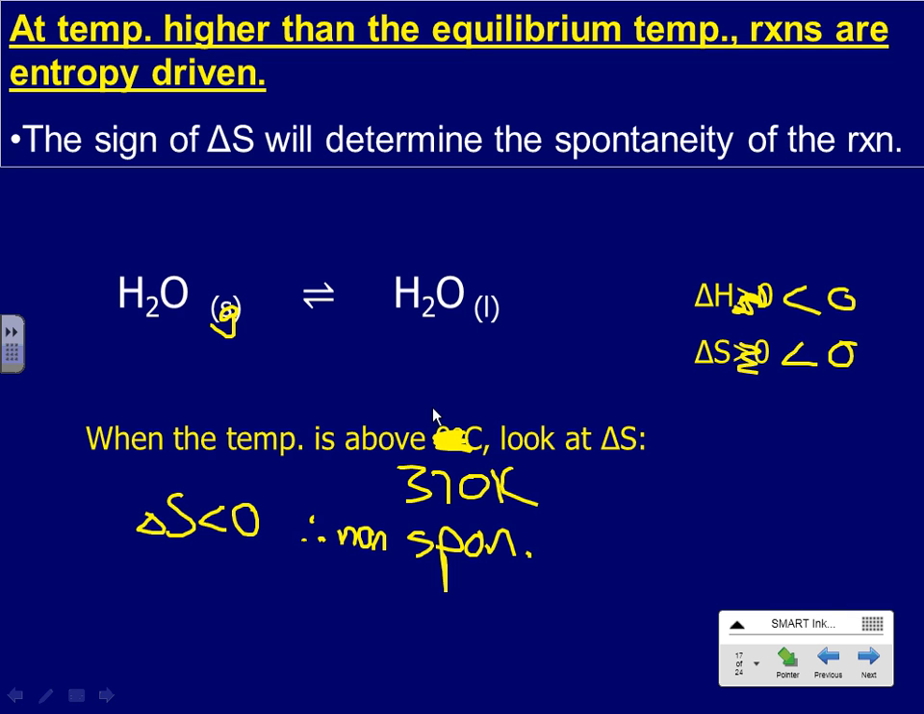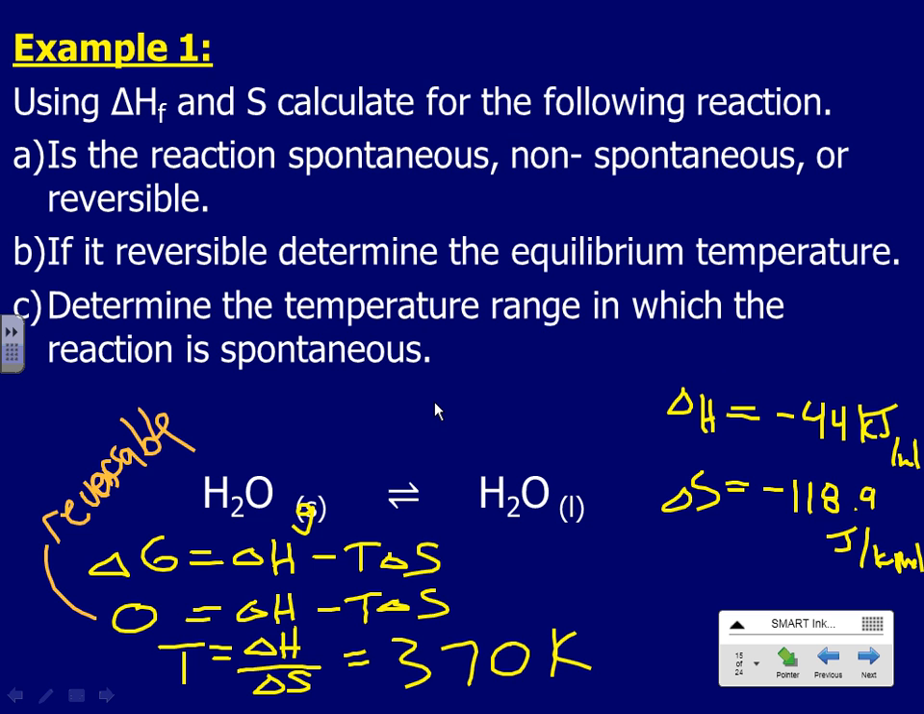Let's go back, though, one more time to this question here. Determine the temperature range in which the reaction is spontaneous. We can flip this thing on its head. What I've told you to do at this point is, I've said, okay, if the temperature is below it, it's enthalpy driven, and if the temperature is above it, it's entropy driven, right? So why don't we flip it on its head in order to answer the question?